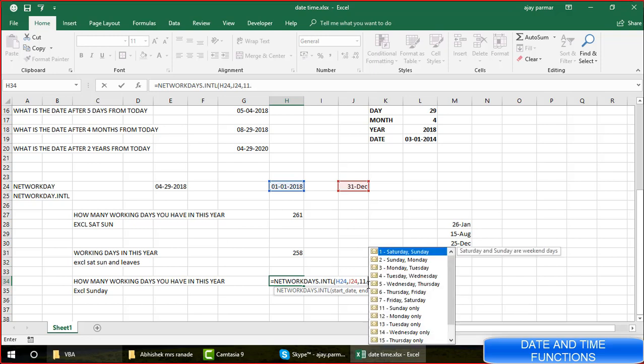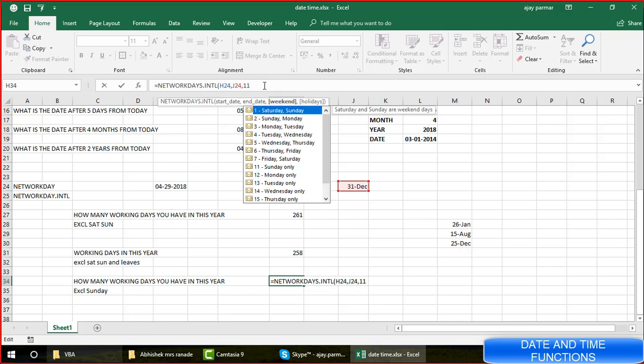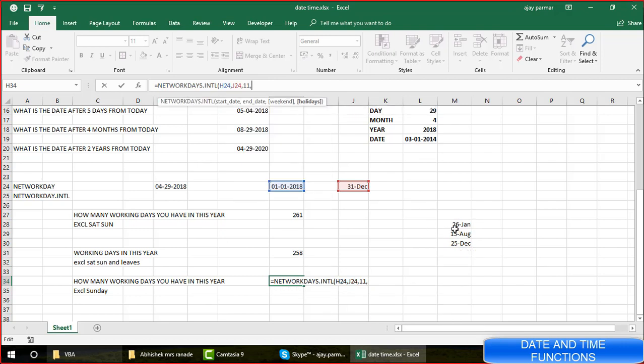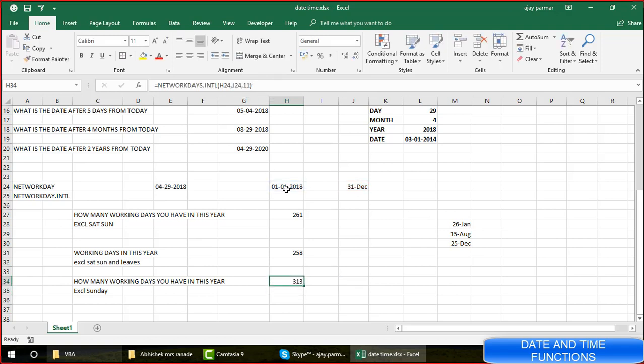11 would automatically come. Do you have any holidays? Well, if you have the holidays, nice. Sorry, I should say comma. If you have the holidays, you can select the holidays also. Right now I'm just leaving this part as it is. This is an optional parameter. If you don't have holidays, you can ignore that. So guys, if I exclude Saturday, Sunday, it's 261. If I exclude Sunday, it's 313. So you now have the solution to every problem. Anytime you want to check the working days, you're making a salary slip of somebody or whatever, this is very easy for you now.